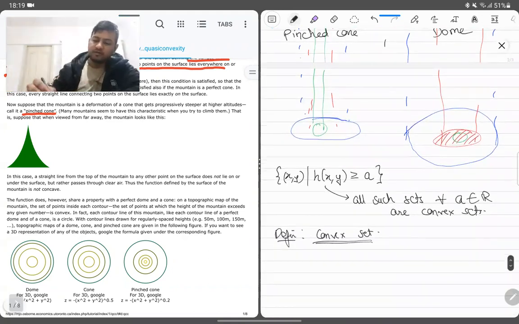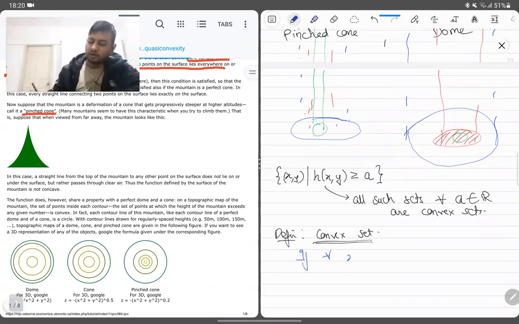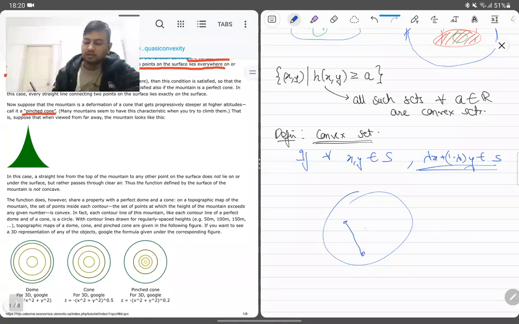So a set is convex if for all x, y belonging to the set, lambda x plus 1 minus lambda y also belongs to the set. Basically we are saying that a circle is a convex set. Why? Because if you have any 2 points in the circle, the connecting line segment always lies in the circle. So this is a convex set. A triangle looking like this is always a convex set. Take any 2 points in the triangle, the line segment always lies in it.